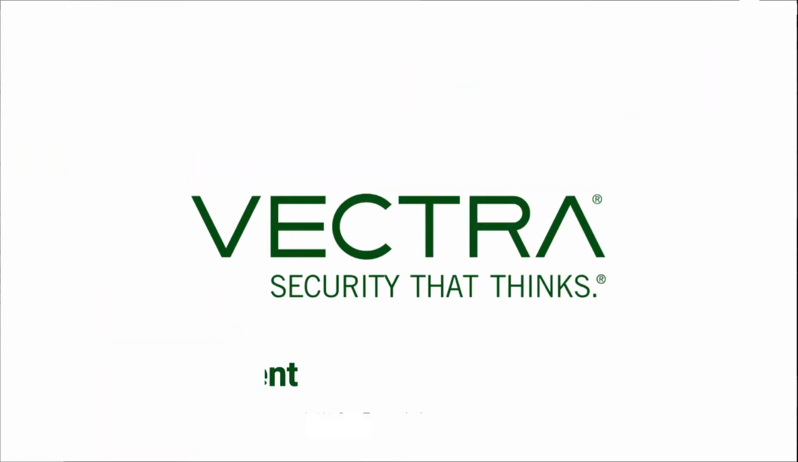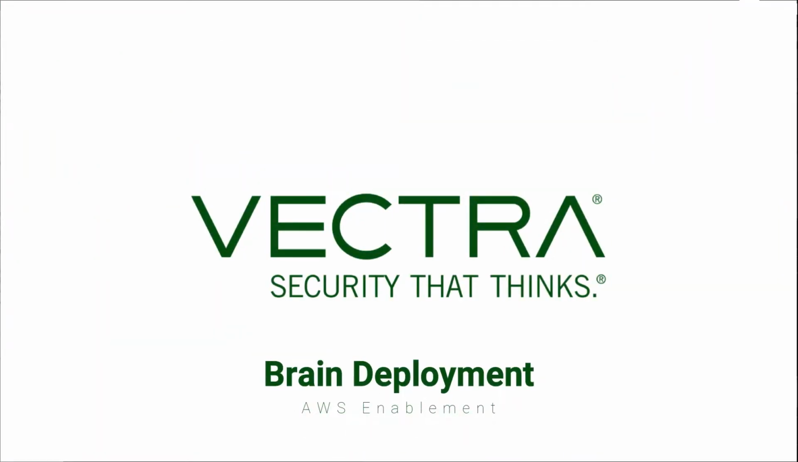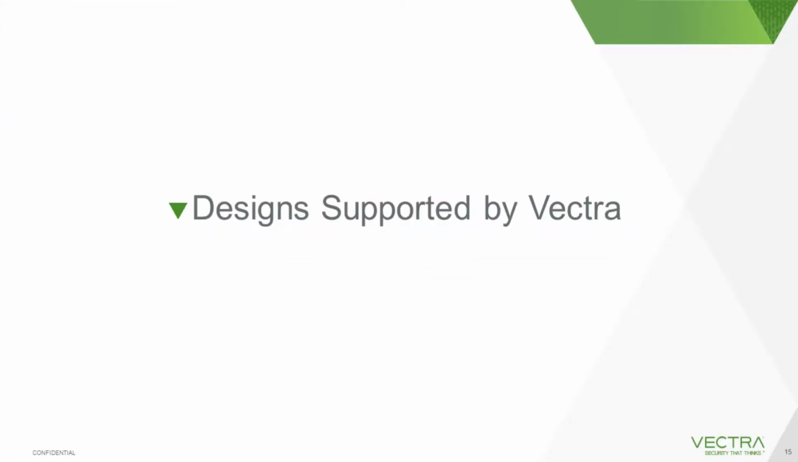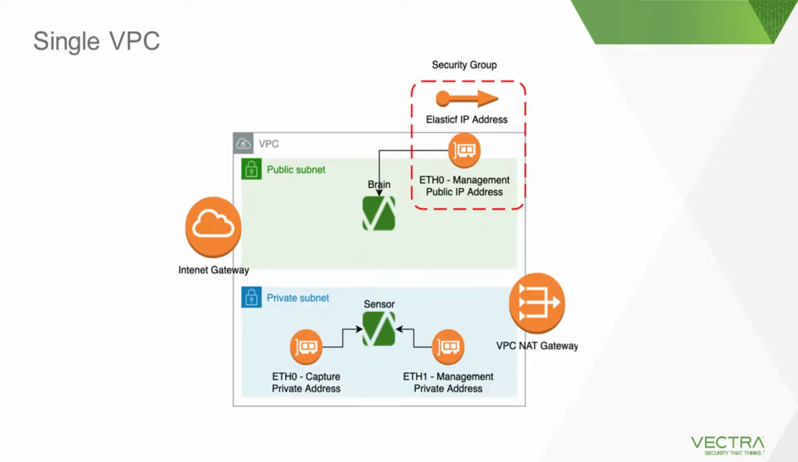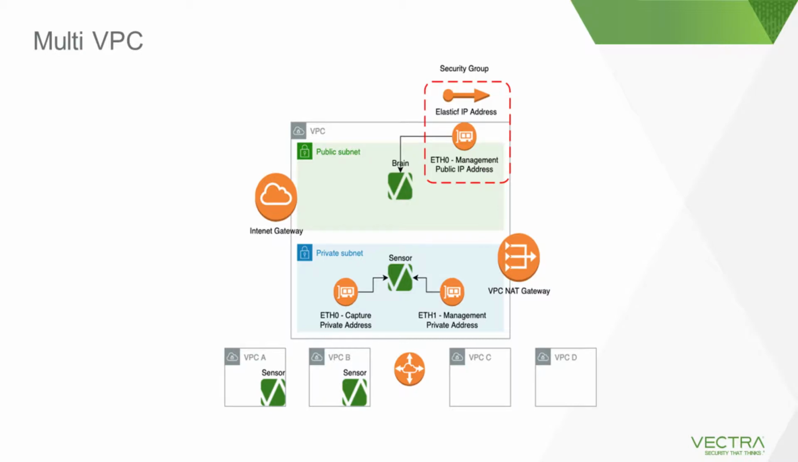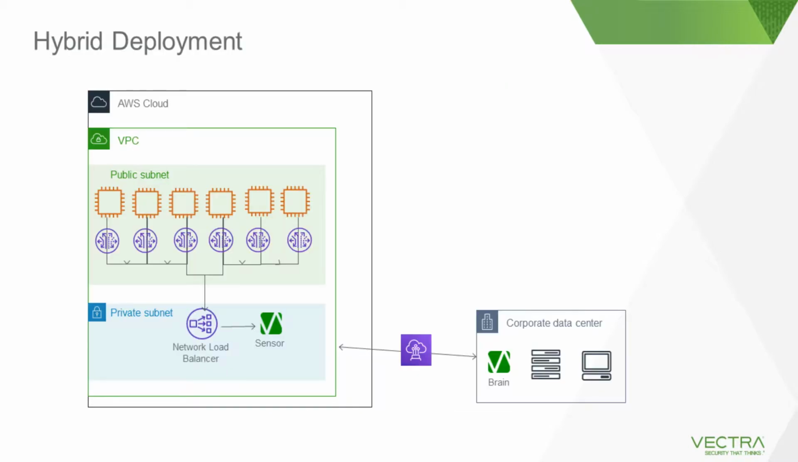Hi, and welcome to the first in a two-part tutorial in the series covering Vectra deployment in AWS. Vectra supports a number of deployment configurations, such as single VPCs, multi-VPCs, hybrid deployments. These are quite common with our existing customers that have brains already deployed within their data centers, but need coverage within their AWS deployments with their EC2 instances.